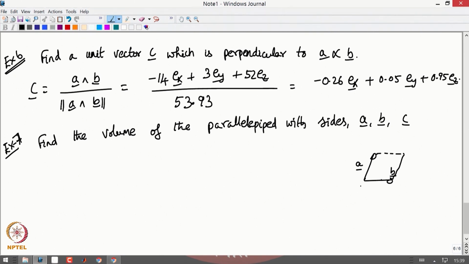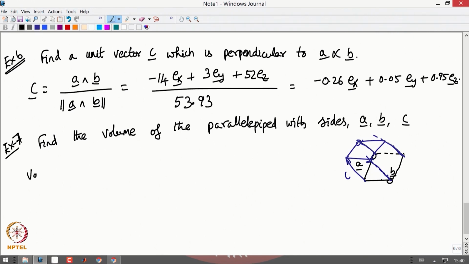So, C is perpendicular to this. So, I am interested in finding, this is C, wherein I will have projections coming out like that. Okay. I am interested in finding the volume of this three-dimensional object. Okay. So, how do I go about finding that?